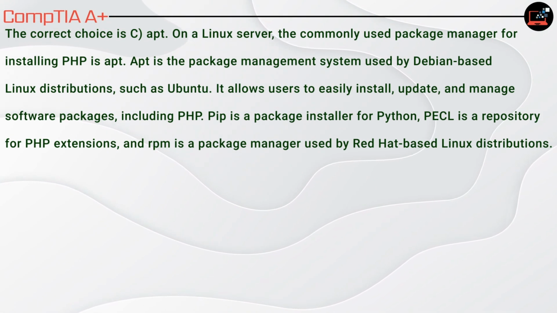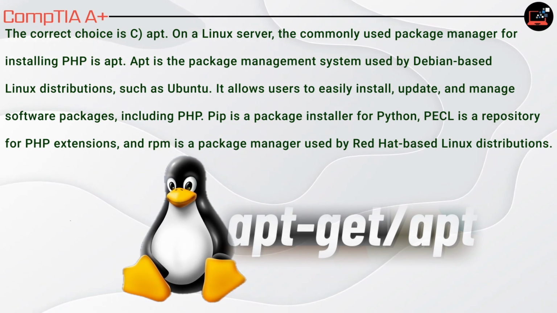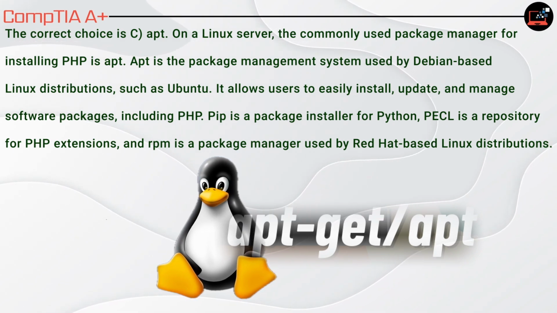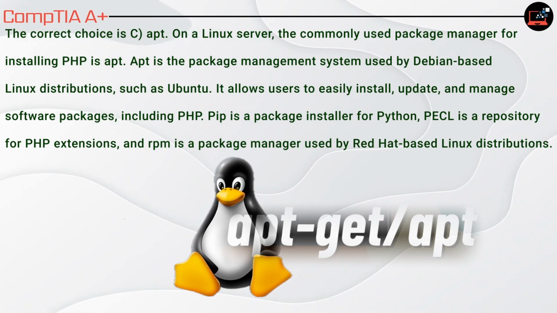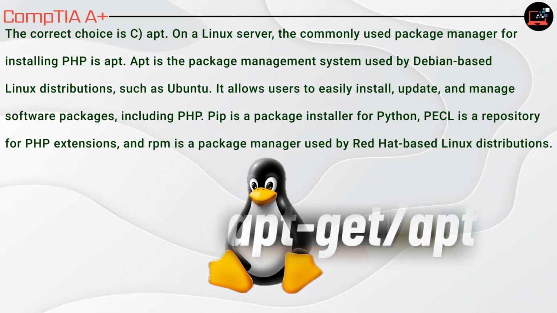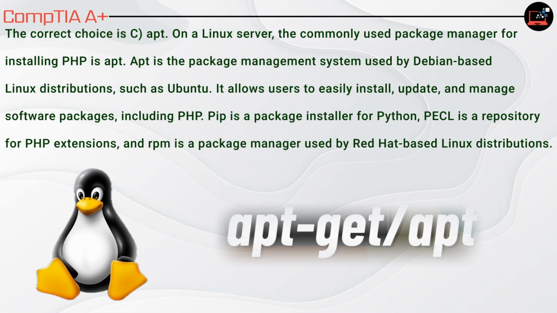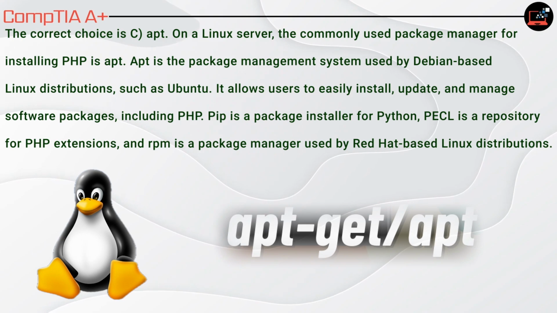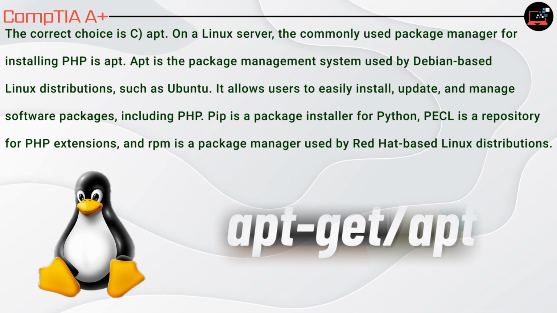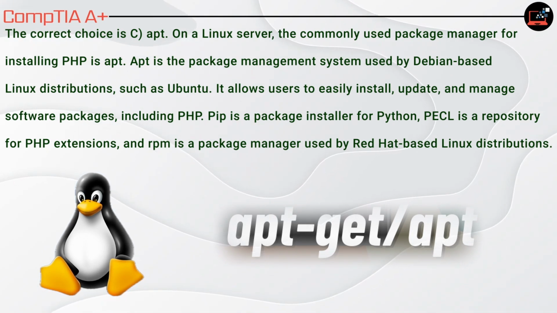The correct choice is C. apt. On a Linux server, the commonly used package manager for installing PHP is apt. apt is the package management system used by Debian-based Linux distributions, such as Ubuntu. It allows users to easily install, update, and manage software packages, including PHP. Pip is a package installer for Python, pecl is a repository for PHP extensions, and RPM is a package manager used by Red Hat-based Linux distributions.